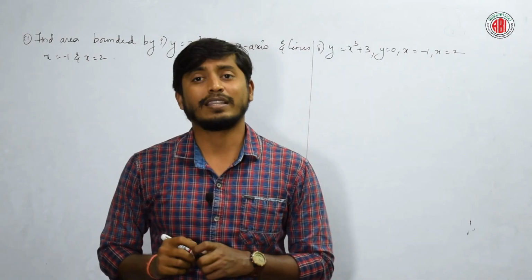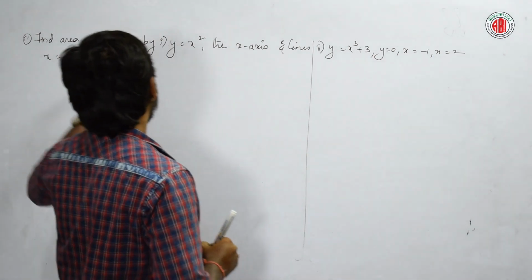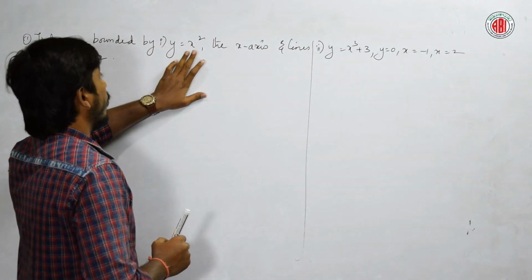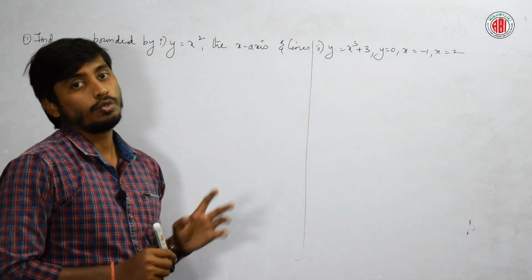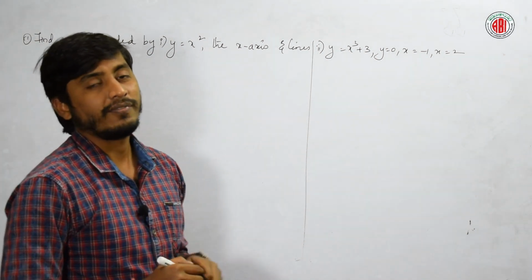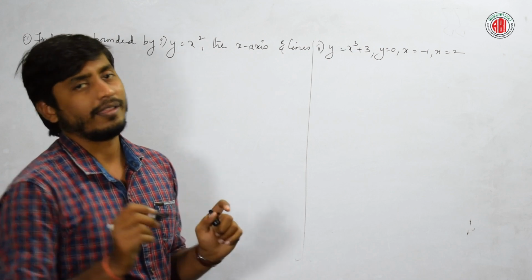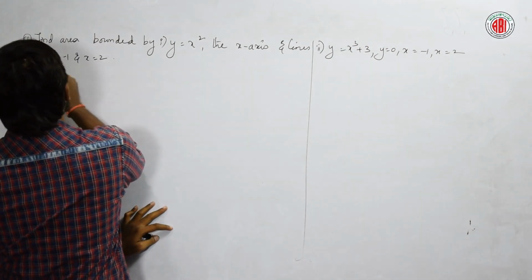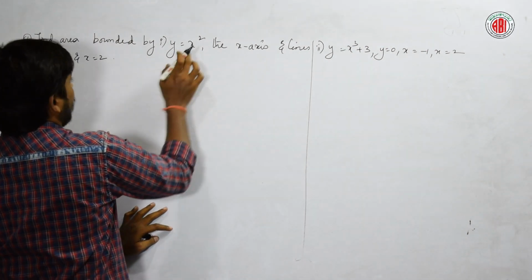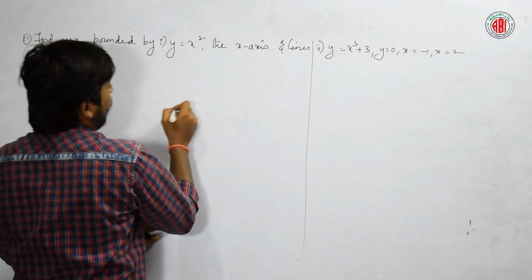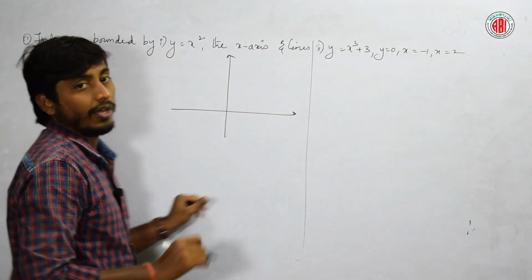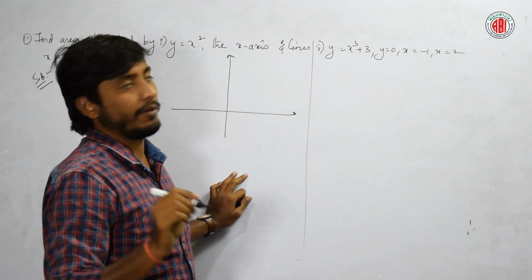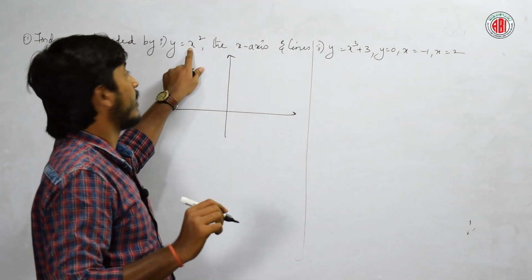Let's do. Look at the question here. He is telling to find the area bounded by y equal to x square, the x axis and the lines x equal to minus 1 and 2. First thing you have to do is draw the graph. What is the curve for y equal to x square? If you don't know, try to draw the graph by pointing each and every point. Y equal to x square, okay.